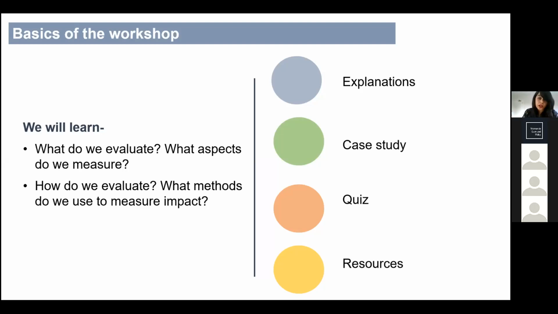And what we will hope to learn in the entire workshop is two things. The first is, what do we evaluate? And the second is, how do we evaluate? So in what do we evaluate, we will look at what aspects do we measure. And how do we evaluate, we will look at what methods do we use to measure impact. And that will be the broad structure of the workshop with the color coding involved. Any questions, anybody at this point in terms of what we are going to go ahead with? If you have no questions, just drop a no in the chat box. Any questions? Lovely, great, fabulous. We're off to a good start.